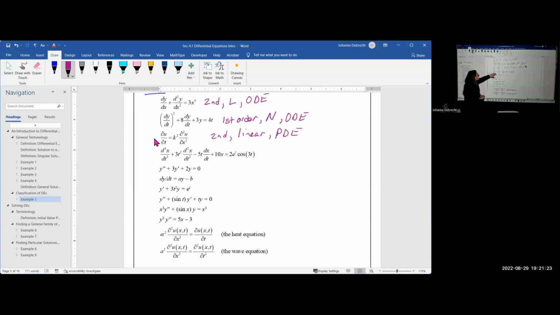The next one down is again going to be an ordinary differential equation. Notice that x now is a function of t. So instead of y, the dependent variable is x. So on this one right here, we have x as a function of t. So x is the dependent variable. So the third derivative, the second derivative, the first derivative. So the highest is the third derivative. So it's a third order. It is linear, and it is an ordinary differential equation.